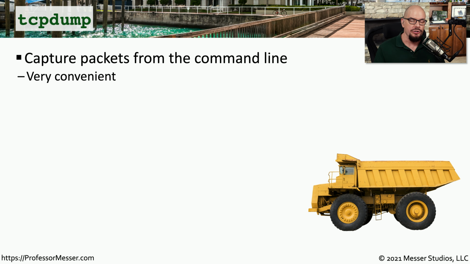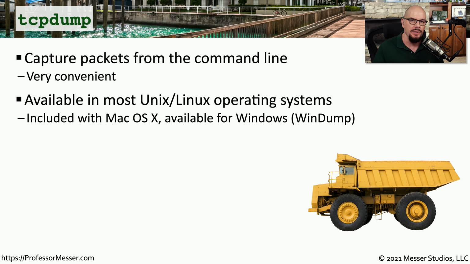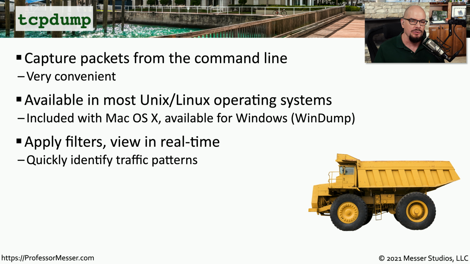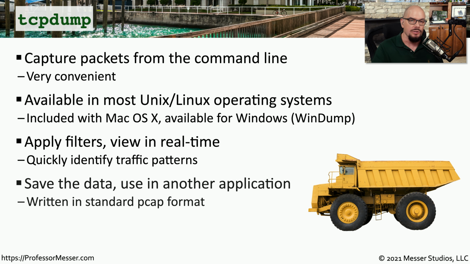If you've ever worked with Wireshark, then you know the value of capturing packets and being able to view them in a protocol analyzer. You can also capture packets from the command line with the utility tcpdump. This is available in most versions of Unix, Linux, and Mac OS, although there are some options available for Windows, such as WinDump. This allows you to apply filters to view information going back and forth in real time, and it can give you some basic troubleshooting of packet information at the command line. There's also an option to save this information into a standard PCAP format, which is able to be read in many different utilities, including Wireshark.